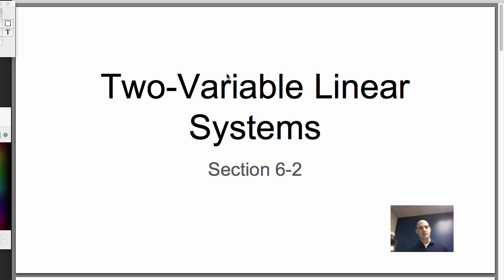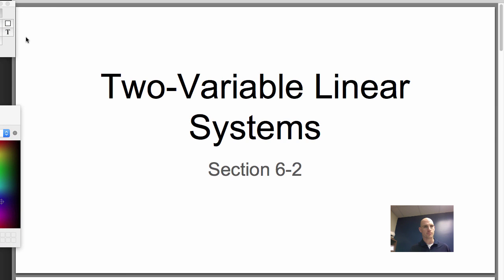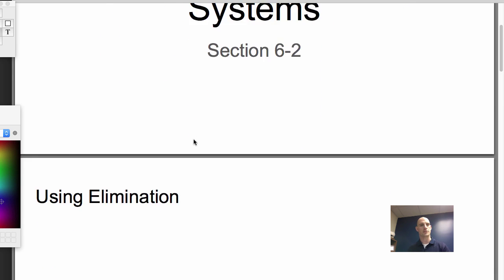Welcome back. Today we're going to talk about two variable linear systems, and specifically we're going to talk about the skill of using elimination to solve these systems of equations. So here we go, this is section 6.2.